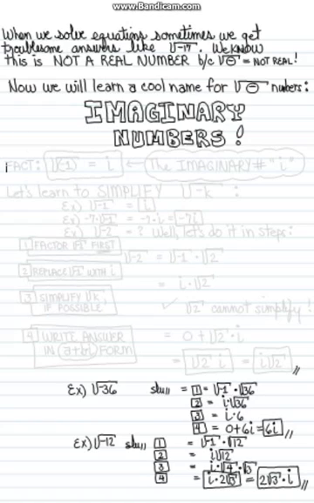Fact number one, the square root of negative 1. We have a name for that. It's the imaginary number i. The imaginary number i. Okay, that's how you say it. Whenever you see the square root of negative 1, you just say, hey, that's the imaginary number i.